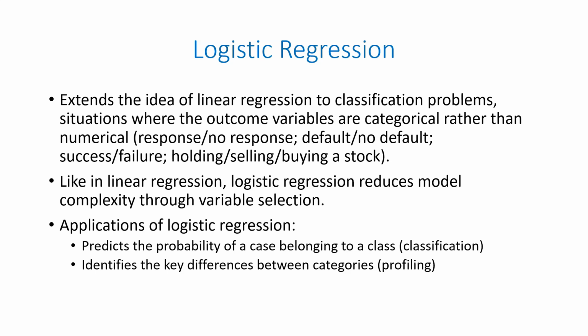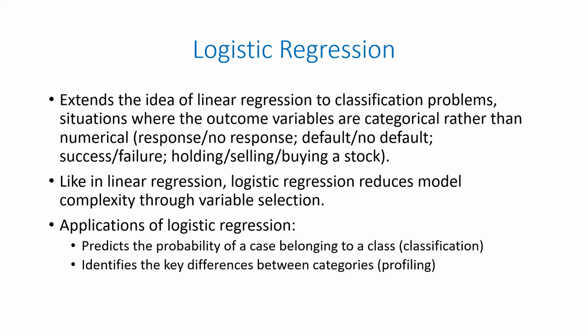Instead of predicting a numeric value as in linear regression, logistic regression is used in classification problems where the outcome variables are categorical. For example, predicting whether a customer receiving an offer is going to respond or not respond, whether a loan customer is going to default or not default on the loan, or in situations where there are more than two categories. For example, whether to buy, sell, or hold an investment.